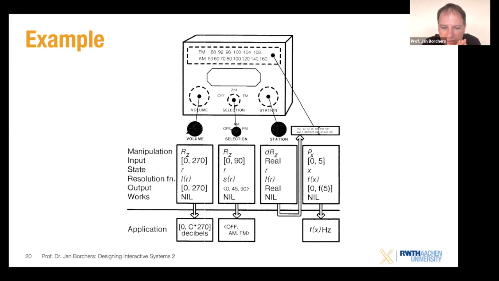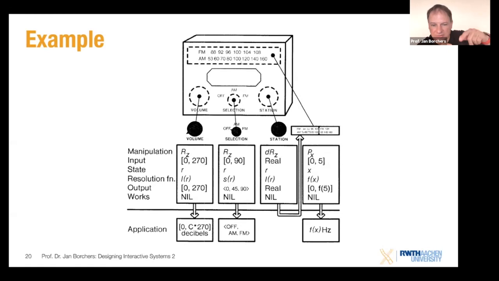But now something interesting happens. We now have a real number essentially coming out of this button because it could be turned to any number of turns and any number of angles. And at each turn would be 360 more degrees basically in both directions, positive and negative.